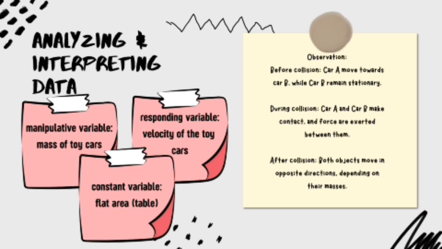Observation. Observation before collision: car A moved towards car B, while car B remained stationary. This initial motion set the stage for the collision and the subsequent interaction between the objects. During collision, car A and car B make contact, and forces are exerted between them. The interaction during the collision is characterized by the exchange of force according to Newton's third law. After collision, both objects move in opposite directions depending on their masses. The motion after the collision reflects the outcome of the action-reaction forces and the conservation of momentum.